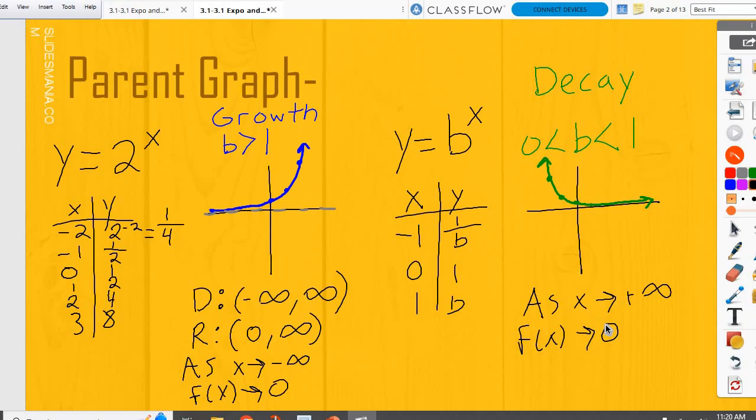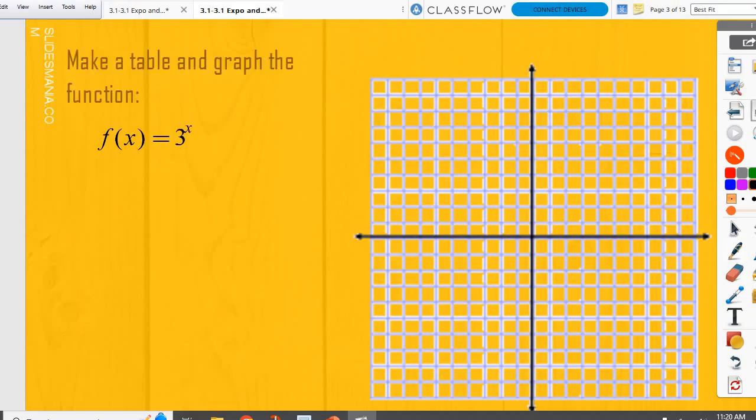Okay, some examples. Alright, here, what is our base? 3. Okay? So I have x. So to make a table, what were our 3 key values that we want to plug in? -1, 0, and 1. So if we plug in -1, what are we going to end up with? 1/3. Because it flips it using that negative exponent property. If we plug in 0, what do we always get? 1. And then 3 to the first power is indeed going to be 3.